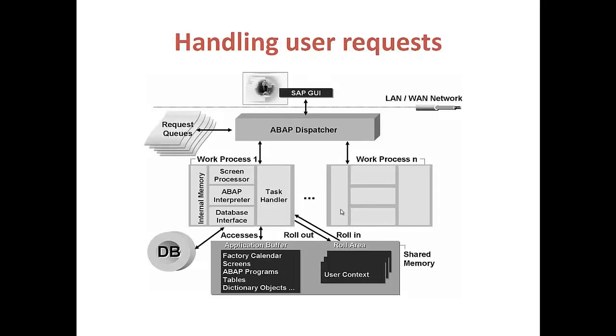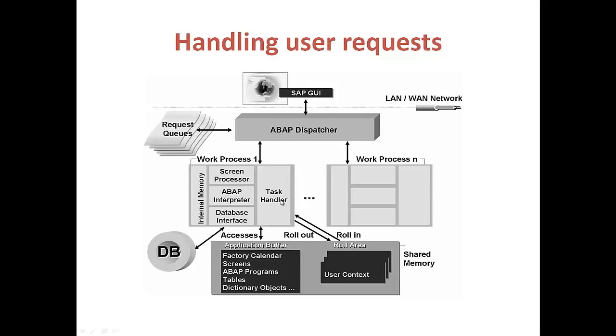So a work process has different areas to do this. For example, it has a task handler, it has its own memory, and it has an ABAP interpreter. If I have to process some information here, a program which is going to process has to be loaded from the database. So we have an ABAP interpreter to interpret that program after it is loaded. The database interface allows me to communicate with different types of database. The task handler coordinates all these activities.